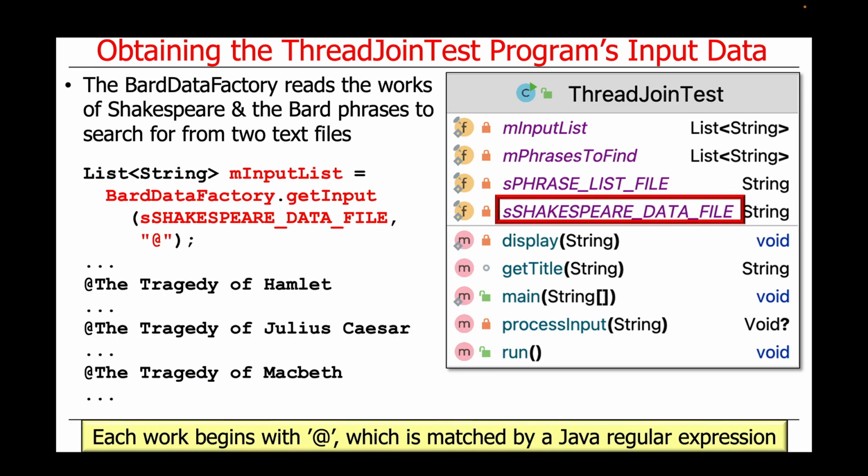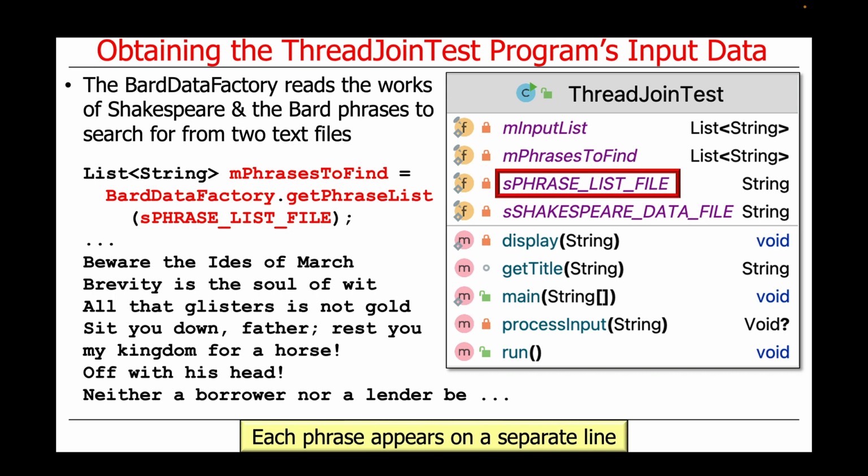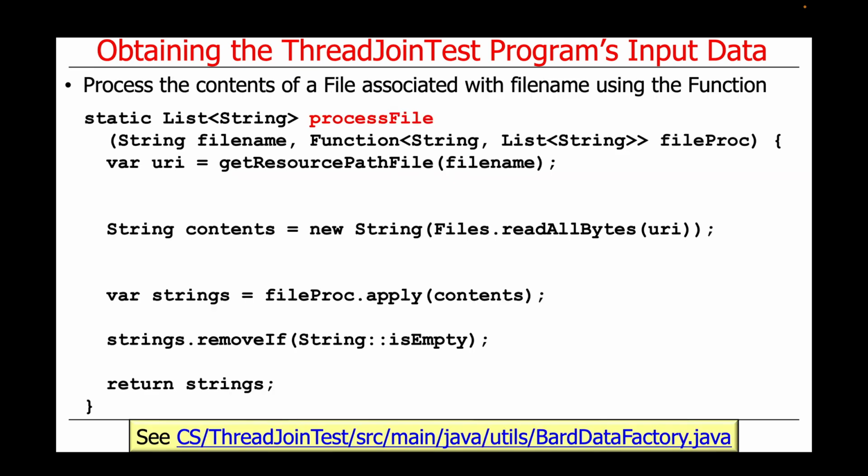One text file contains the complete works of Shakespeare, where each work begins with an @ sign, which will match with a Java regular expression, as shown momentarily. The other text file contains the bard phrases we want to search for. Each phrase appears on a separate line, as shown here. We'll now take a look at the implementations of the various methods in the BardDataFactory utility class.